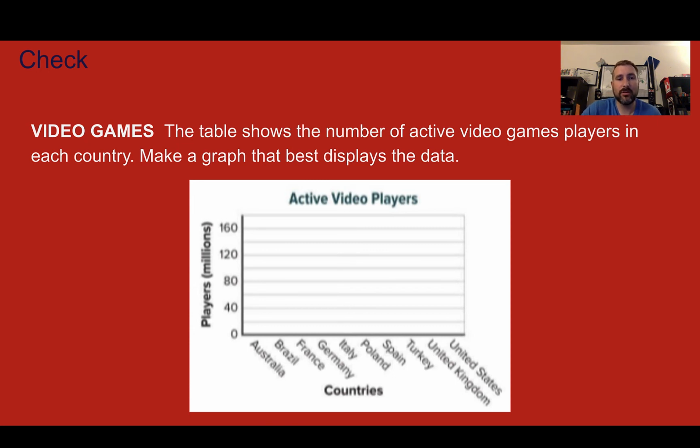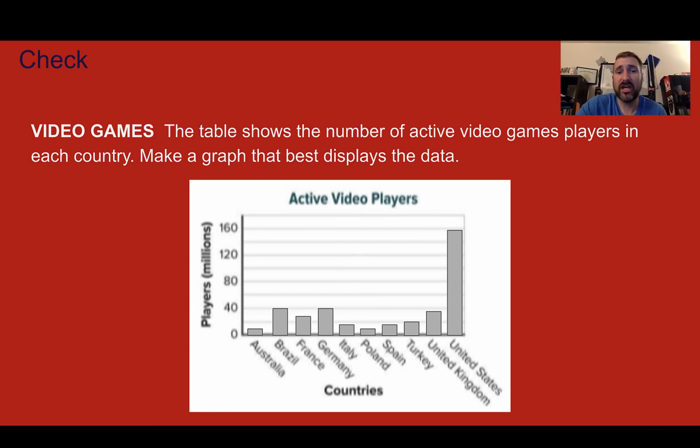If we're given this, we can see our countries would be at the bottom and the number of players along the side. We would need to make a bar graph that would look sort of like this to show how many video game players there are. So the United States has the most, with Germany and Brazil being the second most, and United Kingdom maybe the fourth most. I'd be curious to see what China had, as they have the largest population in the world.